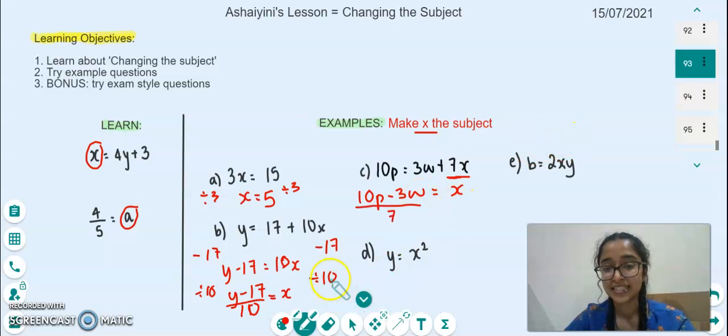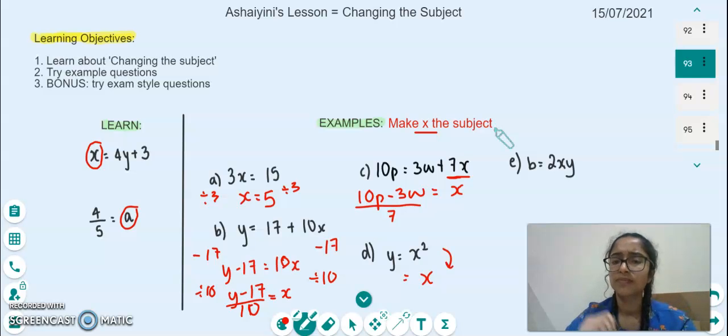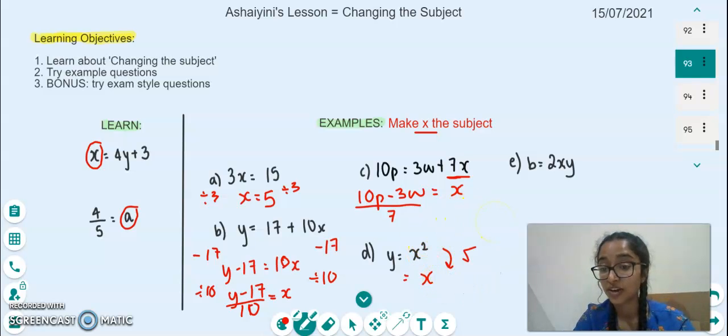So what I did here is instead of showing it to you step by step, I did it all in one step. Okay? Now this question D is a little challenging. We need to get x the subject. So we need an x by itself here. But what do we do to get from x squared to just x by itself? The opposite of square is square root. So that's what we do on both sides. We square root both sides. And that gives us square root of y equals x. Because when you square root an x squared, you get x.